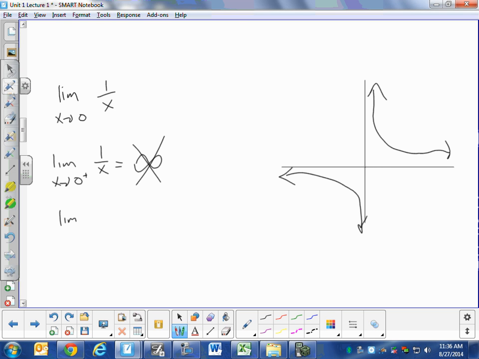If I'm looking to the left of 0, so inputs just to the left, I'm going down continuously. We never meet up anywhere. This is going down to negative infinity. The left-hand limit does not equal the right-hand limit, so the limit does not exist.